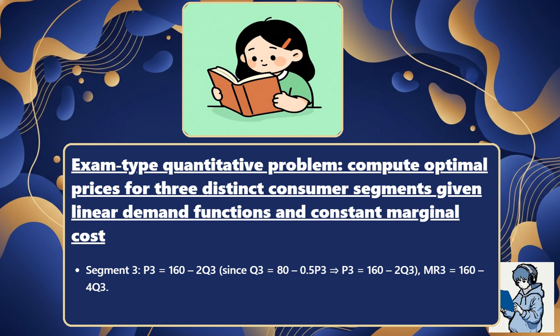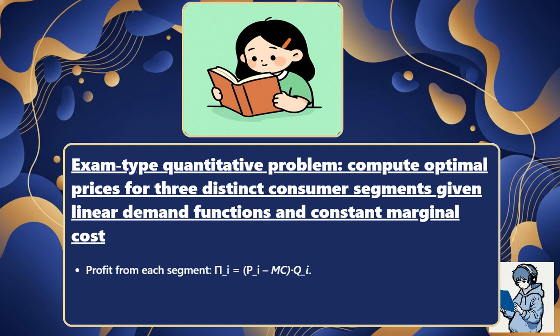Segment 3, P3 equals 160 minus 2Q3, since Q3 equals 80 minus 0.5 P3 implies P3 equals 160 minus 2Q3. MR3 equals 160 minus 4Q3. 160 minus 4Q3 equals 30, giving Q3 star equals 32.5. P3 star equals 160 minus 2 times 32.5 equals 95.